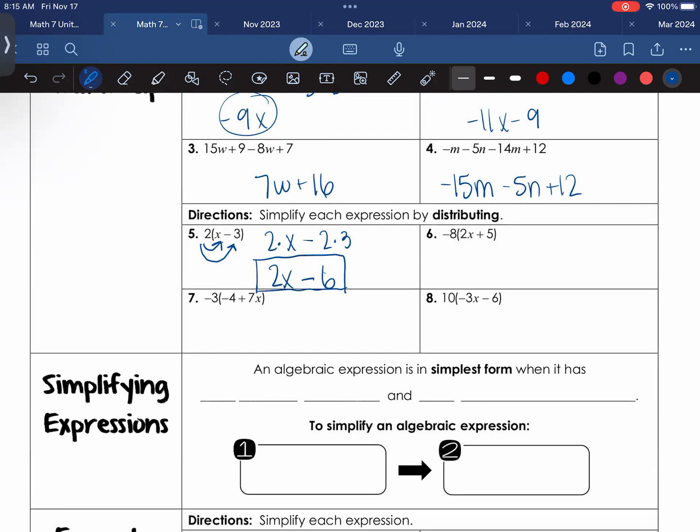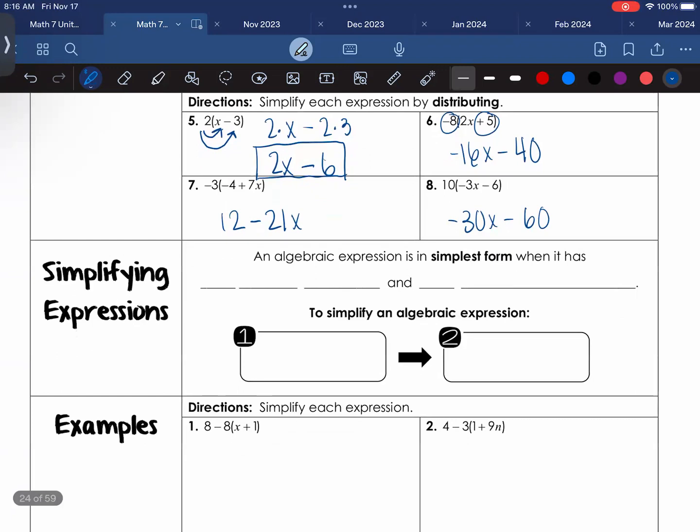So for number 6, you should have gotten negative 16x minus 40. That's a subtraction or a negative because this negative 8 multiplied by the positive 5. Those are opposite signs, so the sign will be negative. Number 7, we have positive 12 minus 21x. And if you're confused on the signs, negative and positive, just use your calculator or ask for help. And number 8, you should have had negative 30x minus 60. Again, if you did not get these, ask for help and stop here.